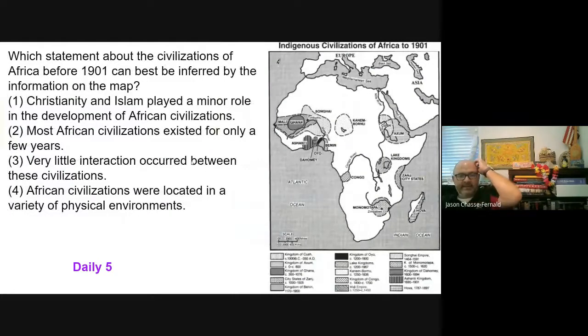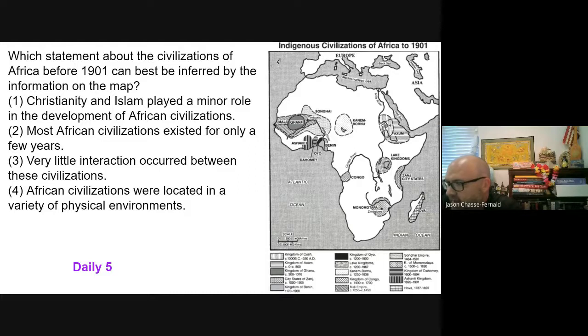All right, similar kind of question. Which statement about civilizations of Africa before 1901 can best be inferred by the information on the map? Go ahead and have a look at that and come back. All right, hopefully in coming up with your answer, you didn't really need any of the key at the bottom. You're really looking at the map and thinking, why are these voids here? Why aren't there civilizations here, or down here, or in here? And why are there civilizations here?